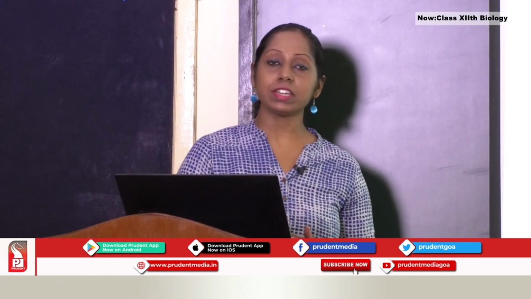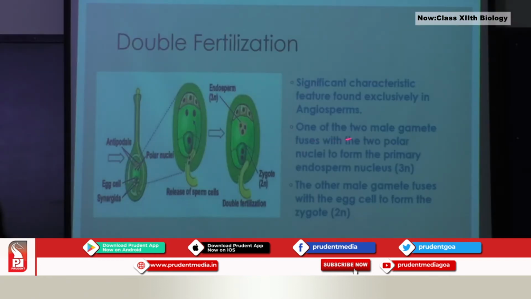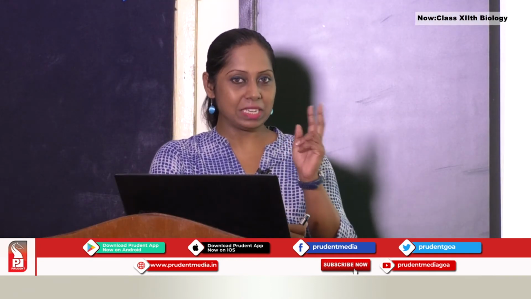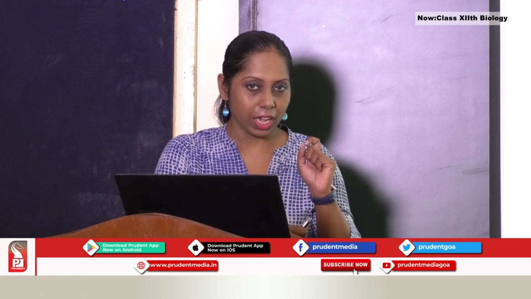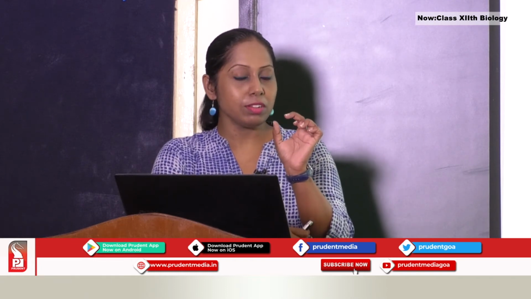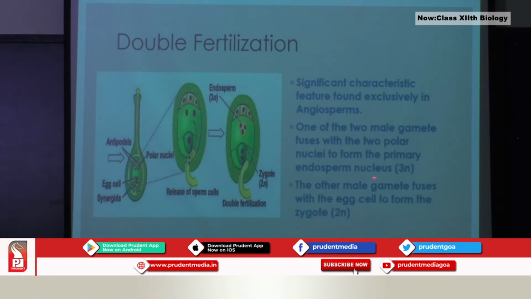So what happens in double fertilization? There are two male gametes. So one of the male gametes will fuse with the two polar nuclei in the central cell of the embryo sac to form the primary endosperm nucleus, and then the primary endosperm nucleus now becomes triploid, 3N. The central cell of the embryo sac had two polar nuclei, N and N. So the moment one of the male gametes reaches the polar nuclei, which is again N, it is going to be the fusion of the three nuclei resulting in a triploid primary endosperm nucleus.